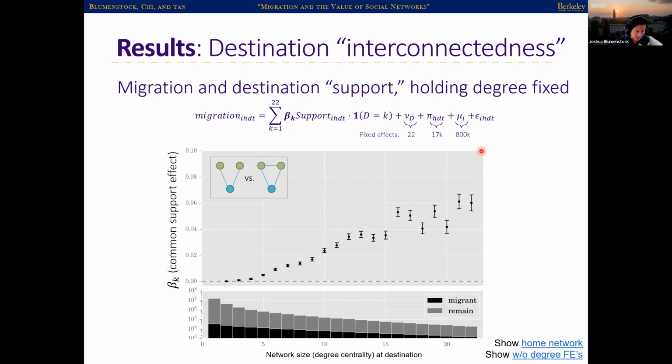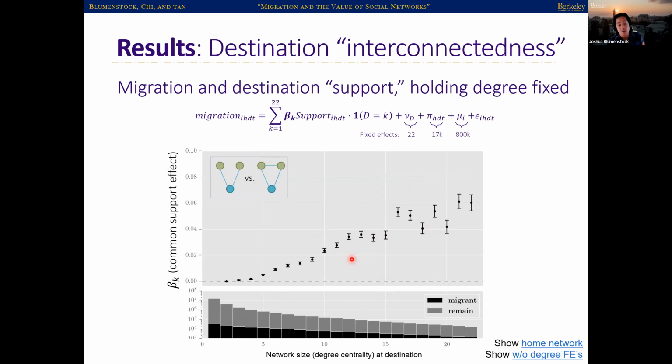So this equation has about 1 million fixed effects, where what I'm showing you here now is the comparison that I showed you on that stylized slide earlier. So we're saying amongst people who have exactly 15 contacts in the destination, are they more likely to migrate when their networks look like this relative to this? And the answer is yes. So all of these coefficients are positive.